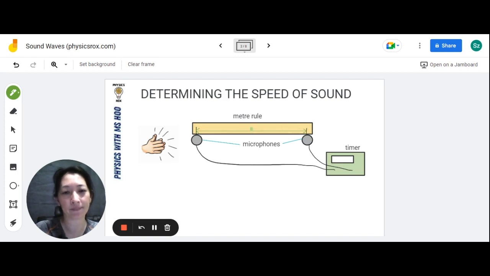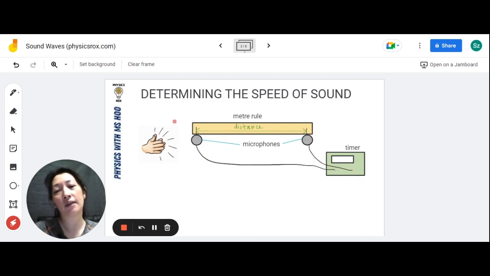And then what we do is we place two microphones, one at the start and one at the end, and we connect them to a timer. So the first microphone needs to be set up in such a way that it will start the timer when it picks up sound, and the second microphone is connected in such a way that it will stop the timer when it picks up sound.